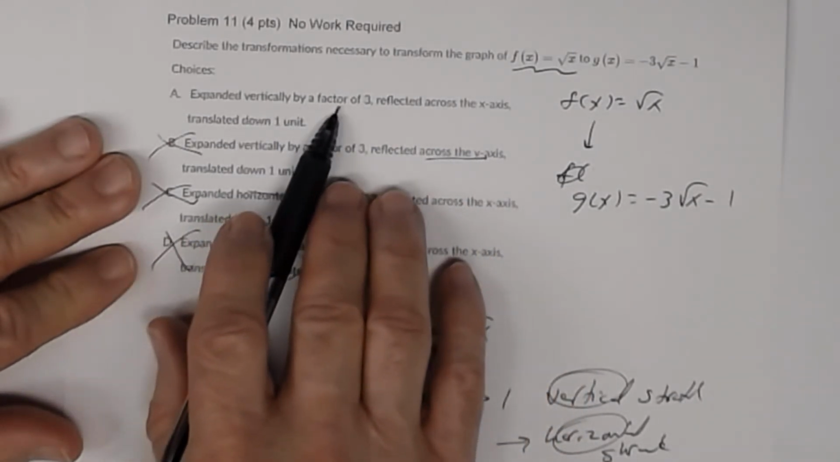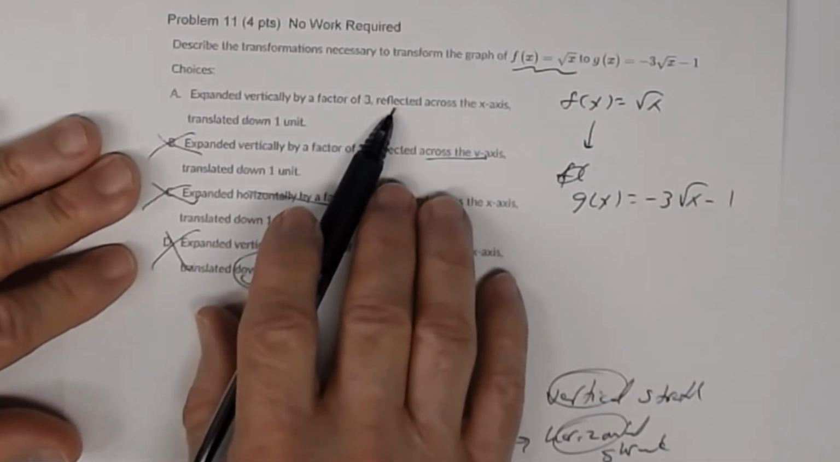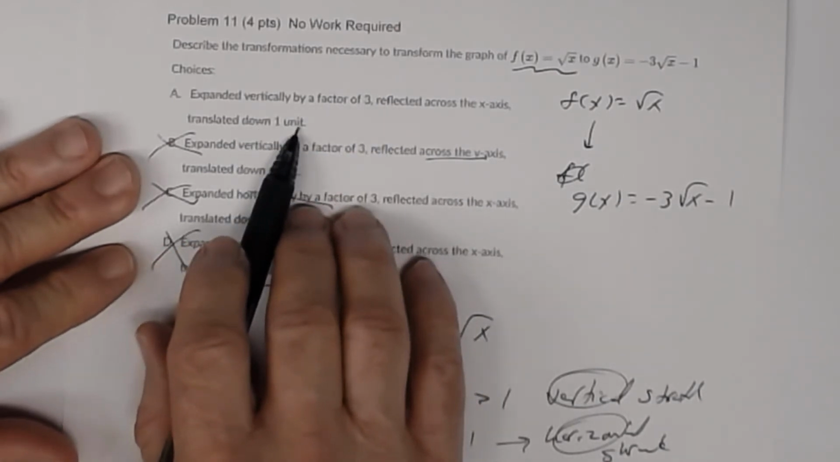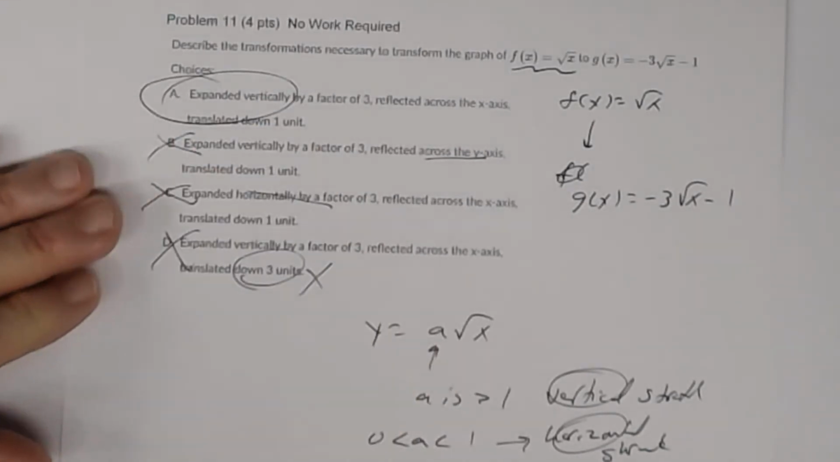So we expand vertically by a factor of 3. We reflect about the x-axis, and then lastly, we're going to translate down 1 unit. So the answer is A. All right, so that's number 11.